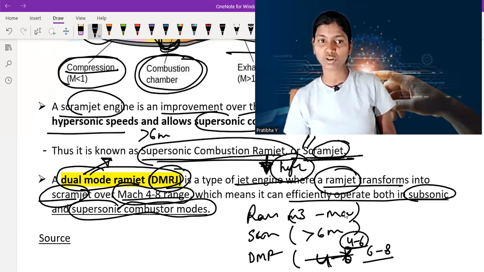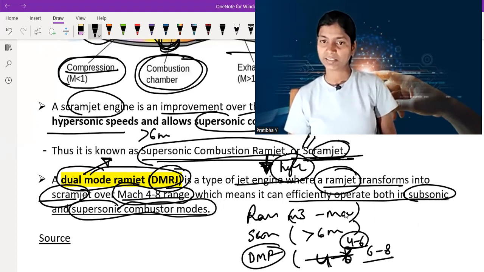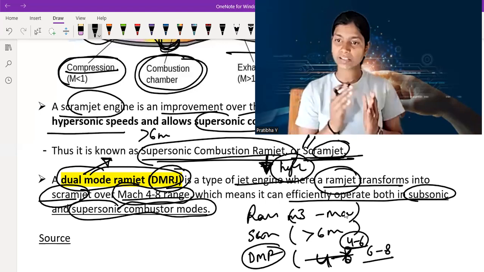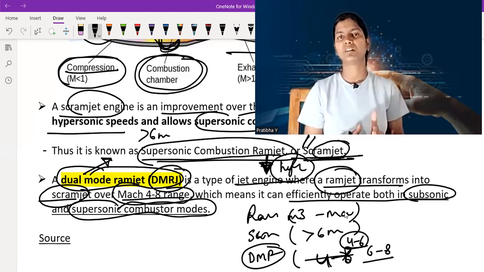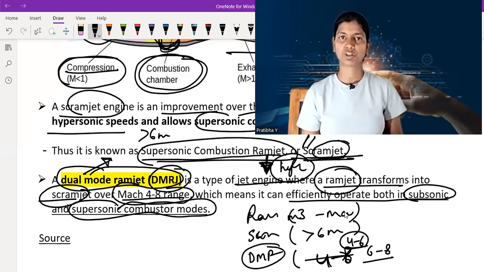So a DMRJ, or dual mode ramjet, is a jet engine where a ramjet transforms into a scramjet over the Mach 4 to 8 range, which means it can efficiently operate in both subsonic and supersonic combustion. So the DMRJ is a hybrid of ramjet and scramjet. I hope you understand the idea of scramjet, ramjet and DMRJ, the dual mode ramjet.